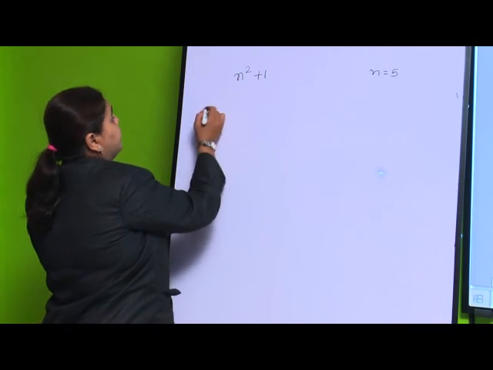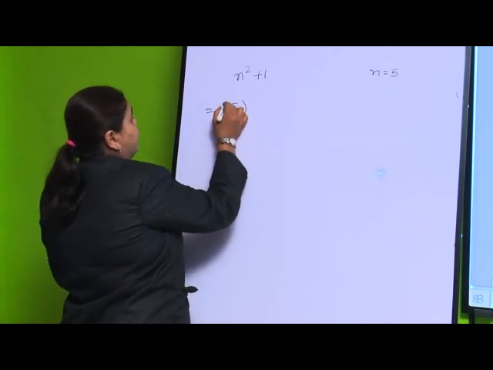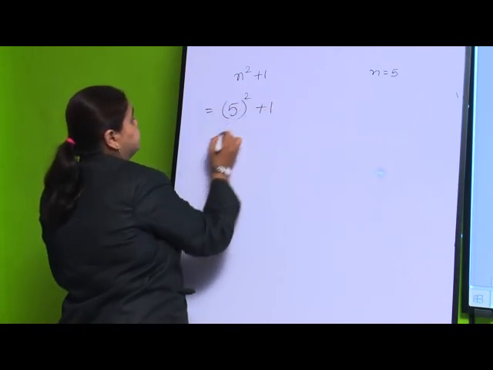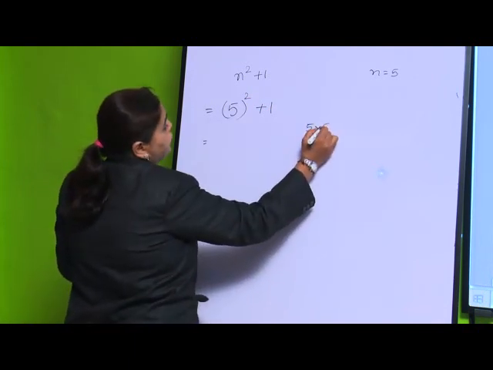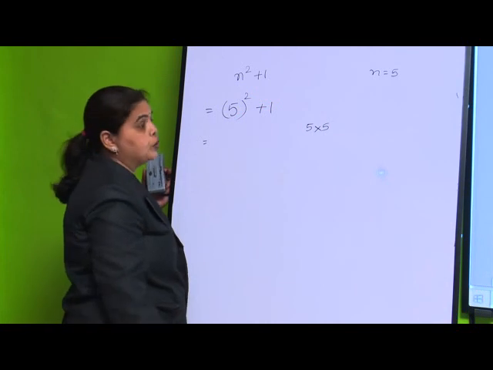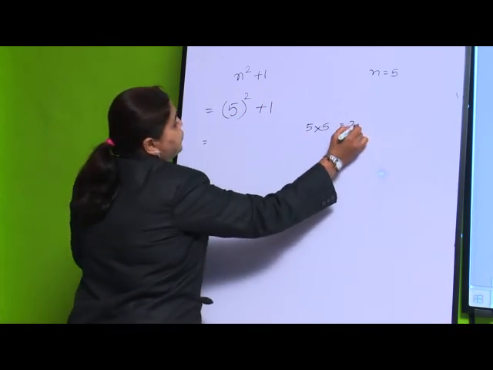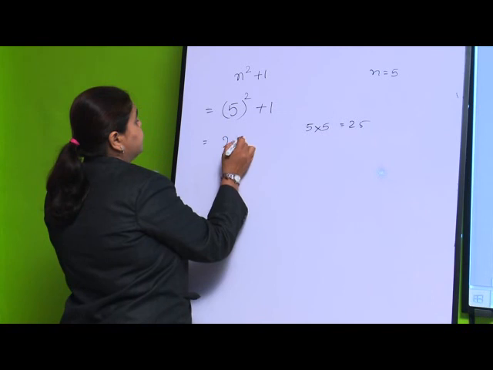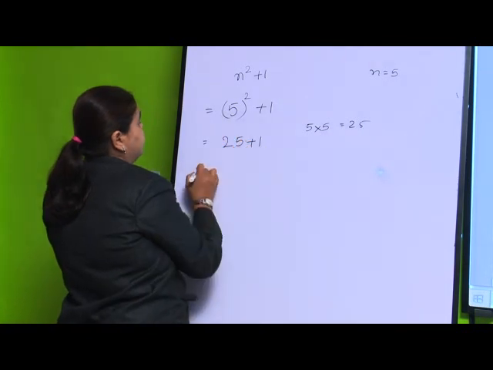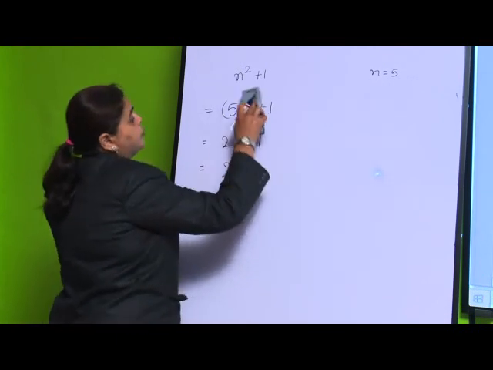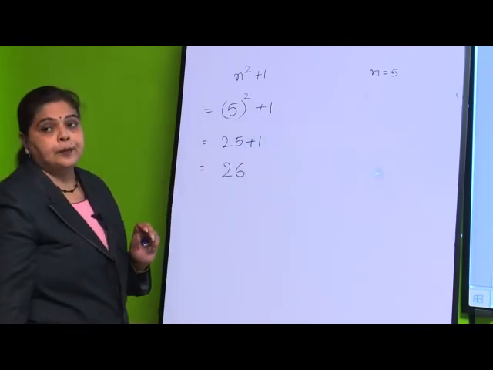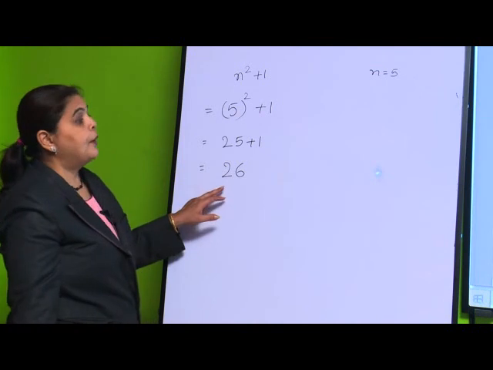So, what will be here is nothing but 5 square plus 1. 5 square is 5 2 times, it is not 5 2s are, it is 5 2 times. So, 5 5s are 25. So, you will write here 25 plus 1 is equal to 26. It is not a 5 2, it is 5 multiplied by 2. So, it will be 26.